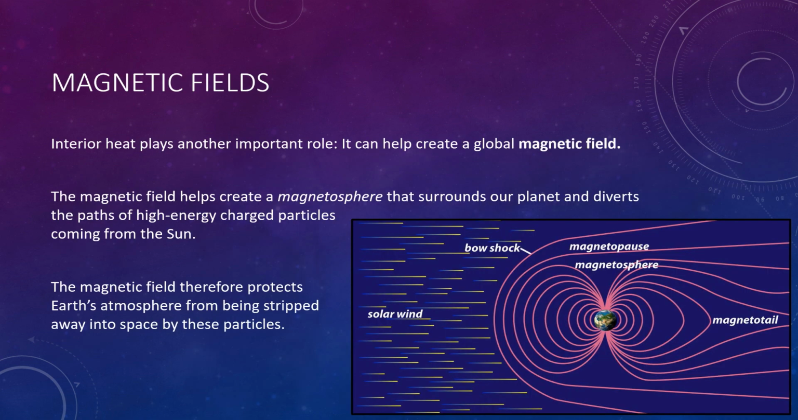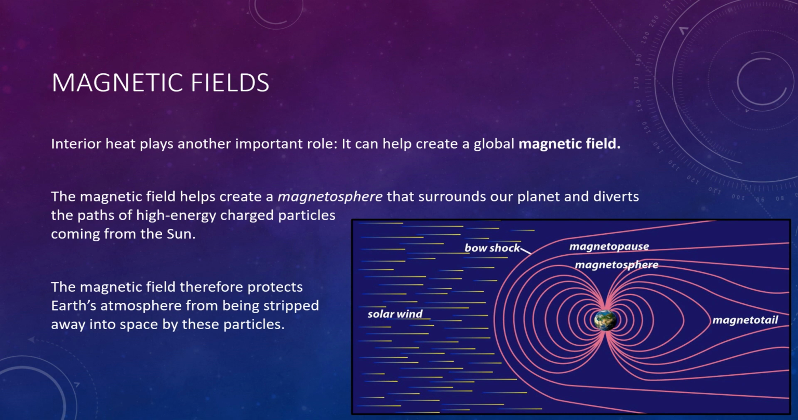Interior heat plays another important role. It can help to create a global magnetic field. Earth's magnetic field determines the direction in which a compass needle points, but it also plays many other important roles. The magnetic field helps create a magnetosphere that surrounds our planet and diverts the path of high-energy charged particles coming in from the Sun.